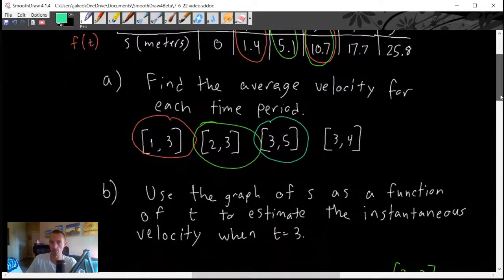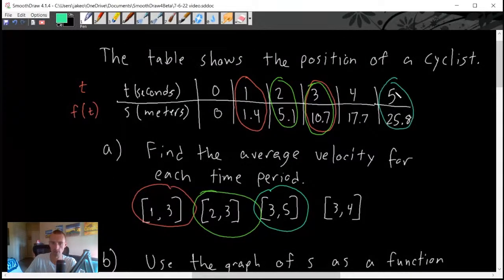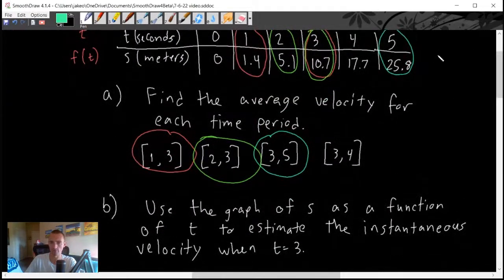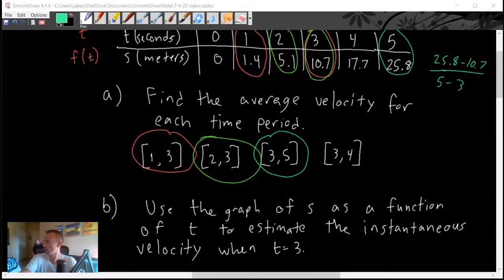So we just need to find f of 5. So we're going to use 25.8. And then f of 3, 10.7 again. So doing that is going to give us 25.8 minus 10.7 over 5 minus 3. And again, you can go ahead and plug that into a calculator. I think you probably are kind of getting the idea here.